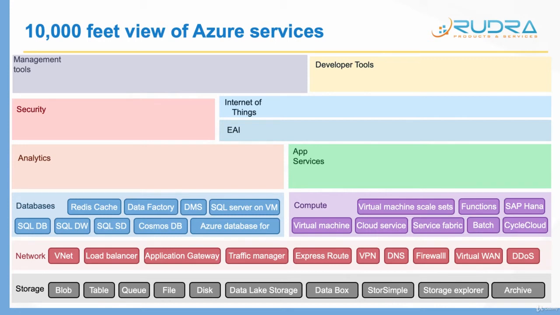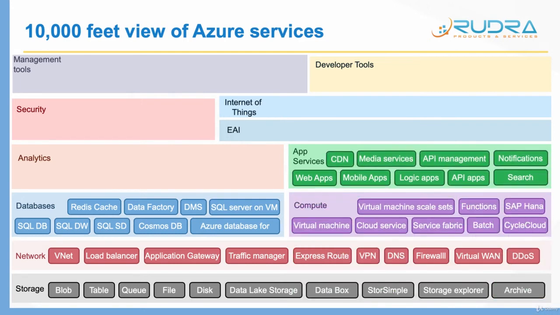If you want to perform ETL kind of processing, then you can use Data Factory. And you have Data Migration Service, which you can take advantage of in order to carry out the data migration from on-premises data center to Azure. And finally, you have SQL Server on VM. So these are all the offerings in the database area.